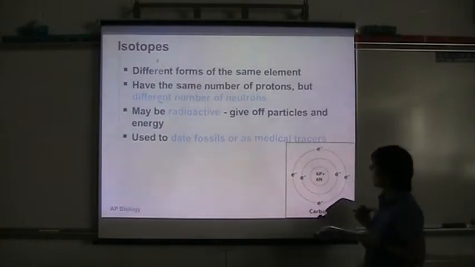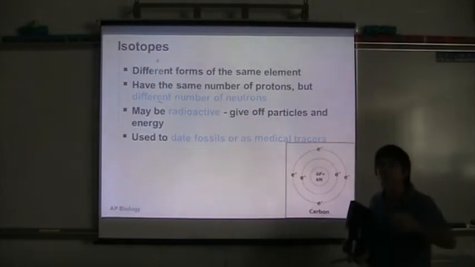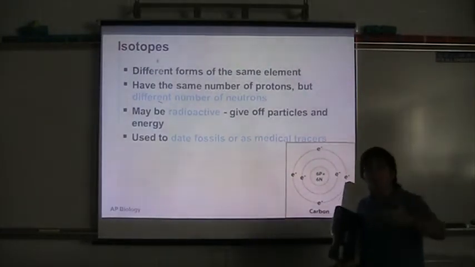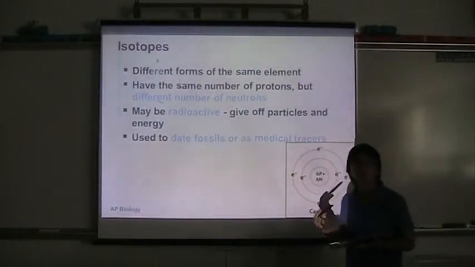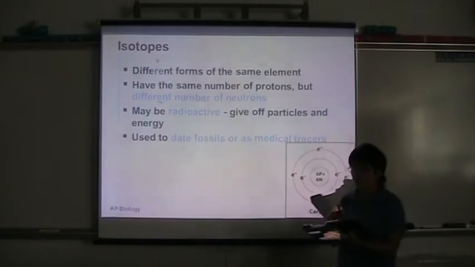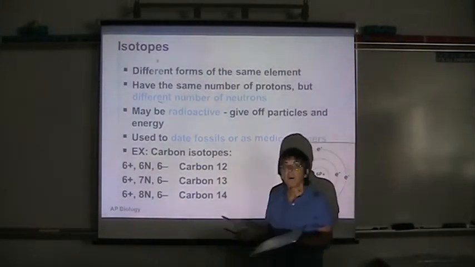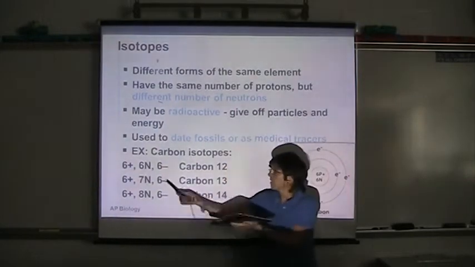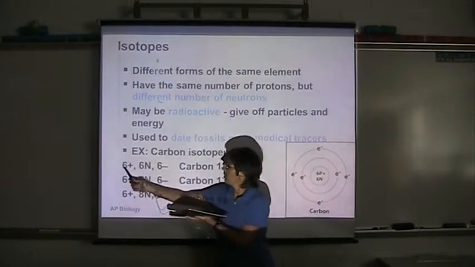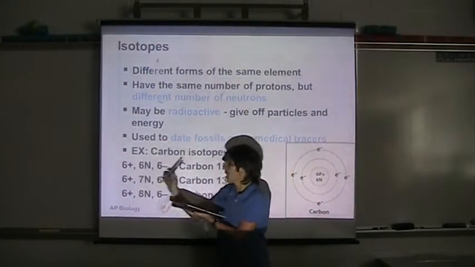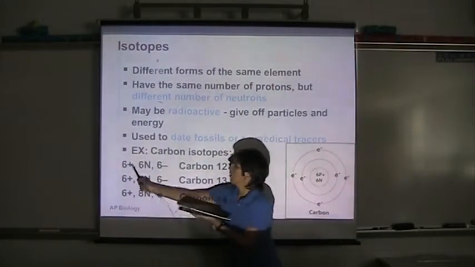So for example, with isotopes, the extra neutrons sometimes break down and give off particles and energy, and that's going to be important in biology because we can use them as tools to figure things out. For example, you are all familiar with carbon isotopes. Carbon-12 has 6 protons, 6 neutrons, and 6 electrons. That's carbon-12, atomic mass 12.